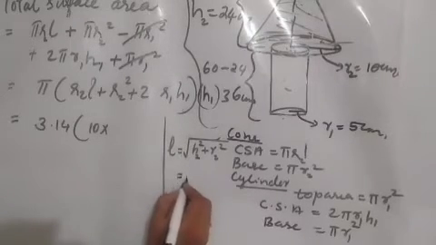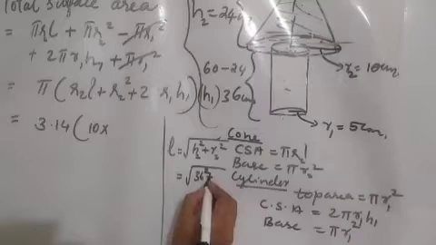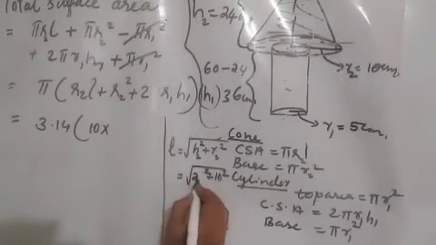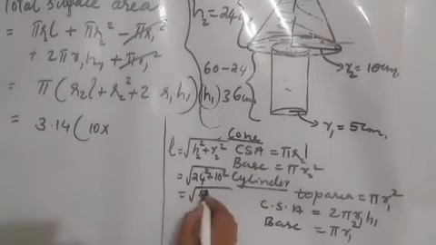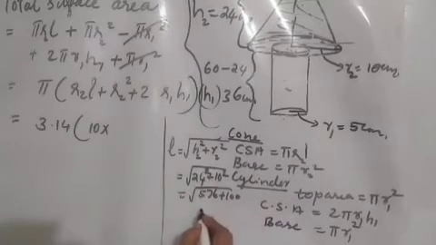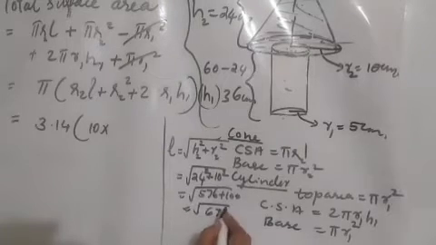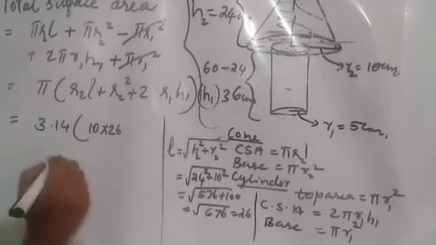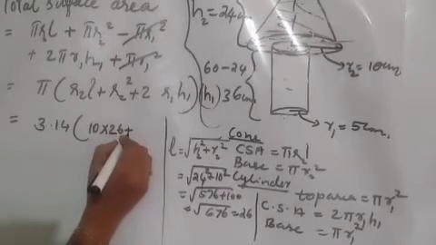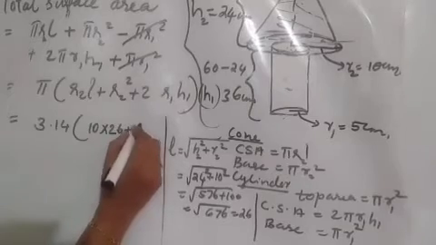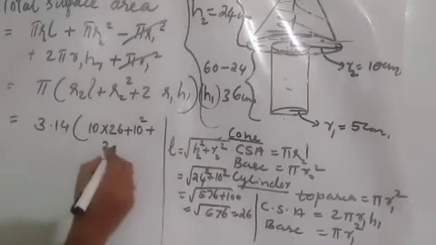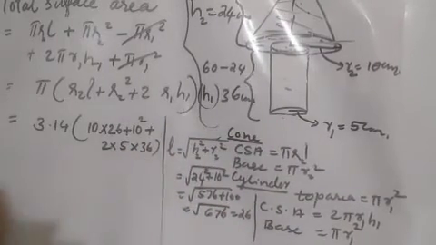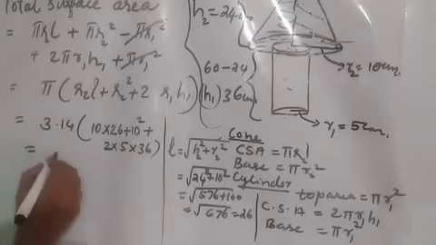So that is equal to square root of 24 square plus 10 square. Here h2 is 24. 576 plus 100, that is 676, and the square root is 26. So here it is 26 plus r2 square, r2 is the radius of the cone, 10 square, plus 2 into r1 h1, r1 means 5, h1 is 36. Okay, let us do the calculation.